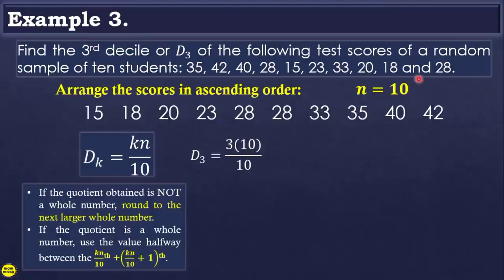So, bakit 10? Because, ano to? Yung n natin is 10. And then, constant yung 10 kasi decile. So, kapag decile, divide it by 10. So, 3 times 10 is 30. Divide 10. The answer is 3.